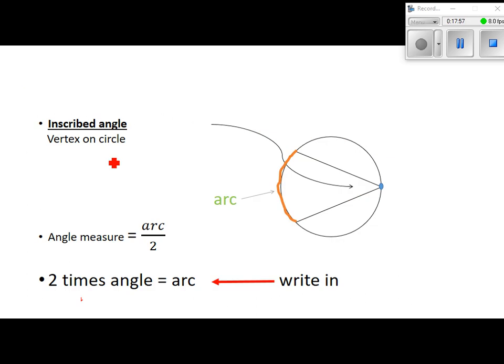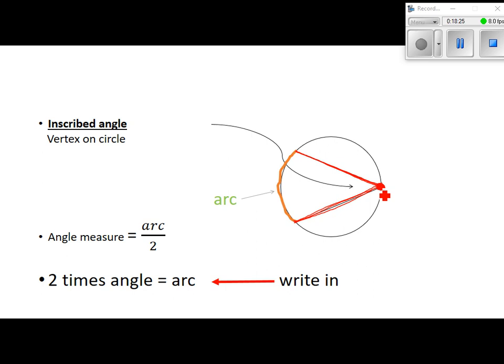An inscribed angle, I know these look a little different than your notes. There's another slide on here that's going to look the same as your notes, so if you just follow along, you'll start to understand. An inscribed angle has its vertex on the circle. The angle is inside the circle, but the vertex has to be on the edge of the circle.